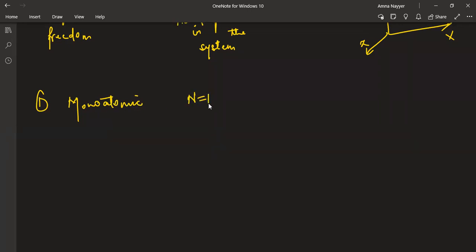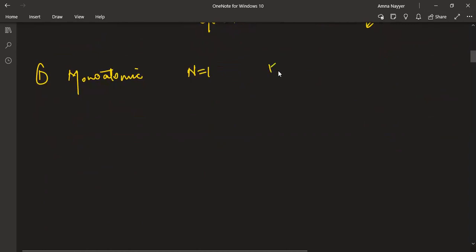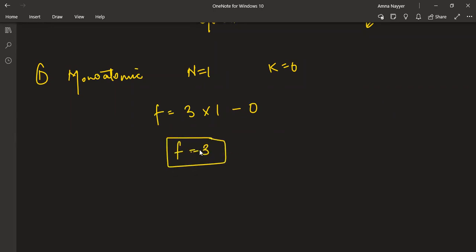So n will be equal to 1. For this, you have to remember, the number of atoms will be 1. This is very simple. But the value of k, you have to remember. How many rotations are allowed? If it's a single atom, it won't rotate. k will be 0. Now put 3 into n; in place of n, put 1, then minus 0. So what do you get? Degrees of freedom become 3.